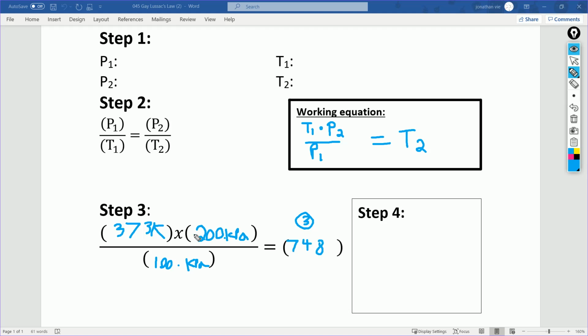That's my final answer. Kilopascals cancel with kilopascals, so my answer is in Kelvin. If you want to double check your units, you go Kelvin times kilopascals divided by kilopascals. And kilopascals does cancel, so my unit should be Kelvin. That's the correct answer because I am solving for temperature.